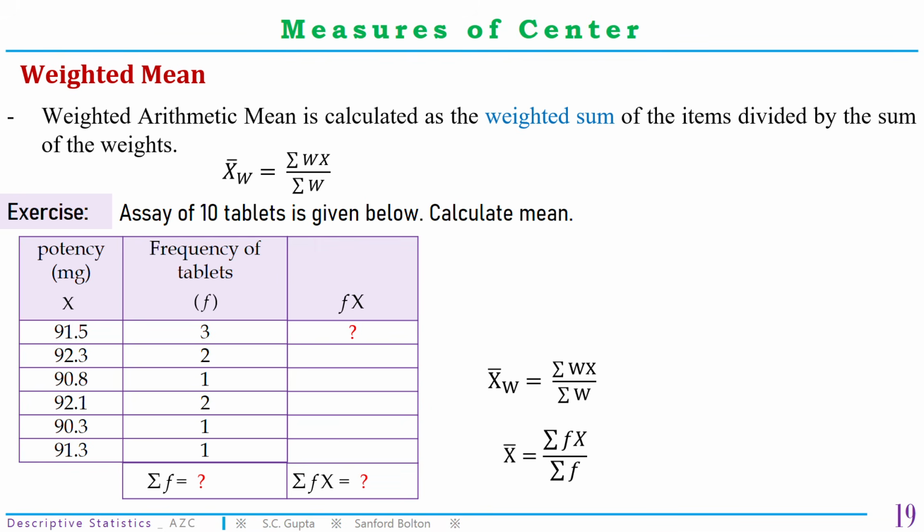To calculate sigma fx, we need to extend one column of fx. Sigma f is the sum of frequencies. So sigma f is 10. In the fx column, we need to multiply the values of x with f of all observations. Finally, the sum of all fx, sigma fx, is equal to 915.7. Put the values of sigma fx and sigma f in the equation of weighted mean. We will get the answer 91.5.